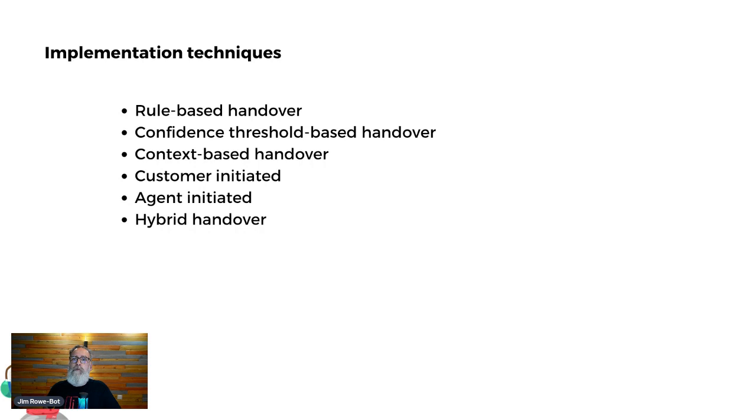Agent initiated, which is never really discussed because it's not used that often, but there can be elements within big teams where people are monitoring conversations and they see a conversation is not going right, or it could be a high ticket conversation, for example, and they think the best thing to do is quickly drop a human into that conversation. And then there's a hybrid, which could be a bit of one or two of those together. So it could be a bit of rule-based and confidence. It could be a bit of confidence and context. You can mix it up a little bit.